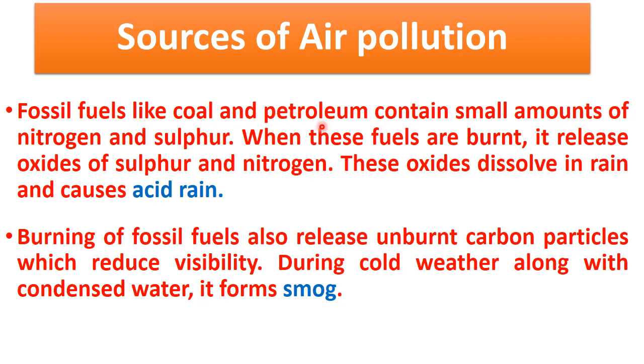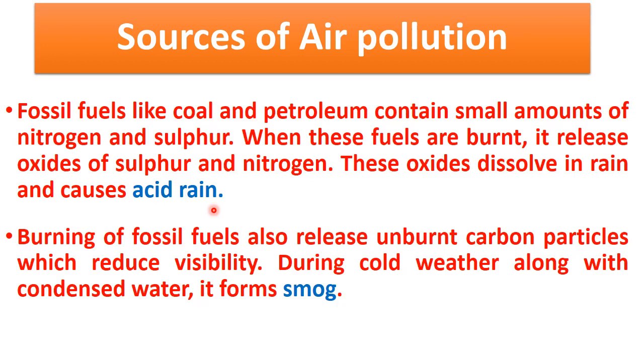Now when coal or petroleum are burnt, they release the oxides of nitrogen and oxides of sulfur, because nitrogen and sulfur are present in them. Alright, and these oxides go upward and dissolve in rain, and they cause acid rain.